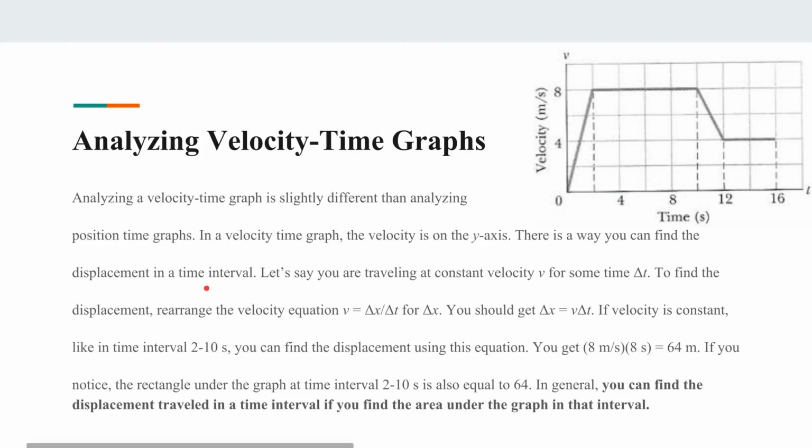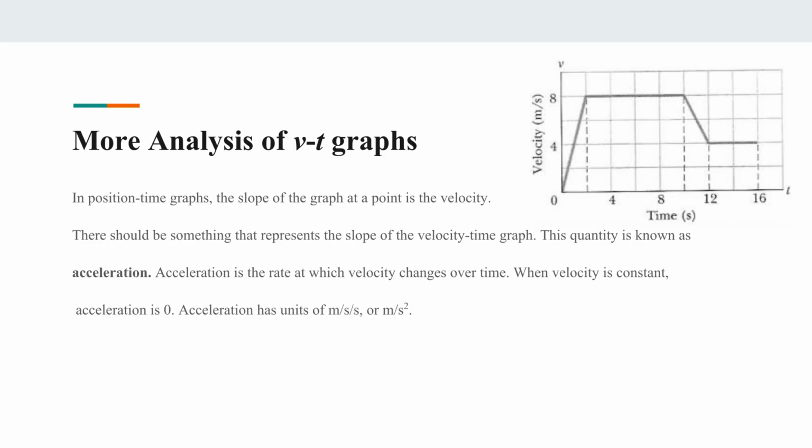So in general, you can find the displacement traveled in a time interval if you find the area under the graph in that interval. By under, I mean the area between the graph and the x-axis, or in this case, the t-axis. So we're going to continue with our analysis.